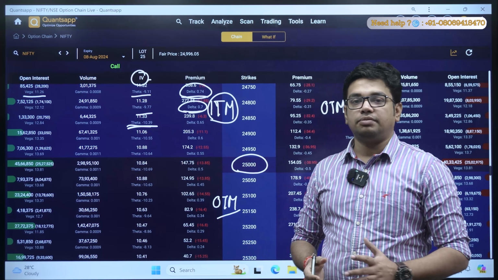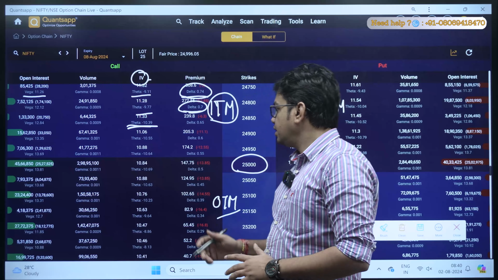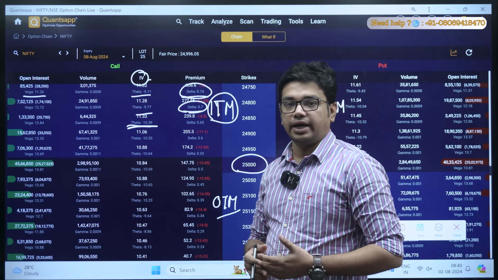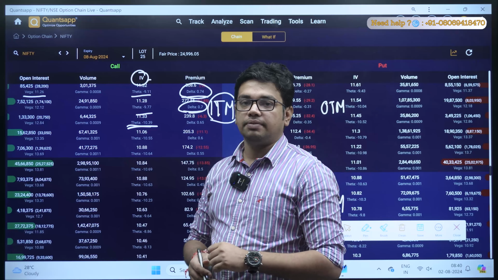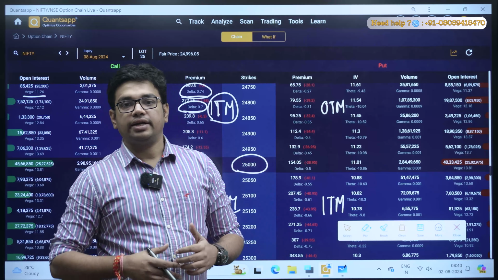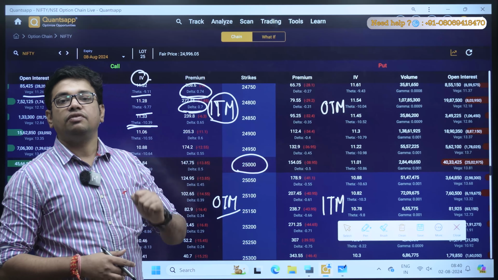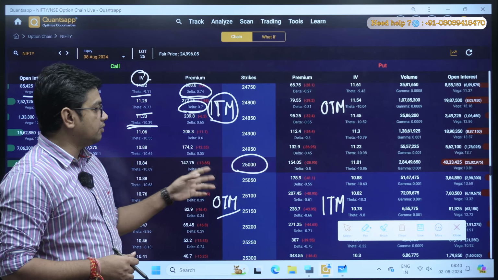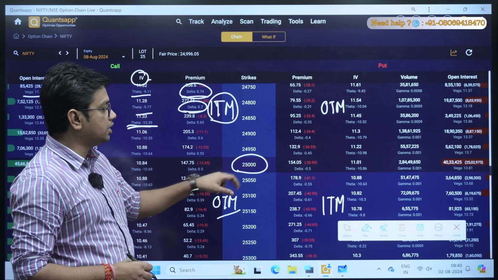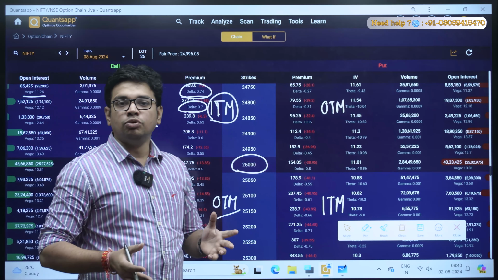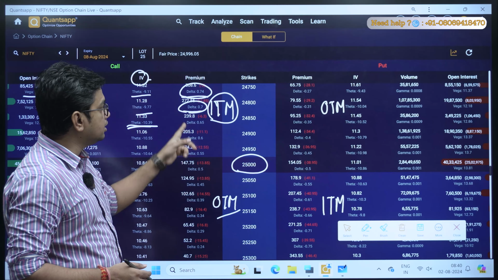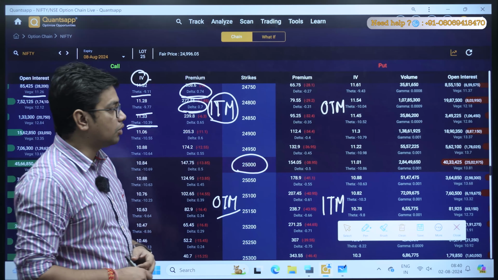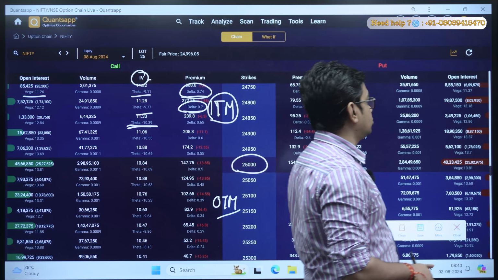Theta is the biggest enemy for an option buyer. It will act on the basis of time. So whenever the expiry is near, theta will be more aggressive, and the time decay will be more. So let's say the Nifty is at 25,000 and it hasn't moved in 1 or 2 days, you can say there will be a decrease in the option premium. Same goes for the put also.